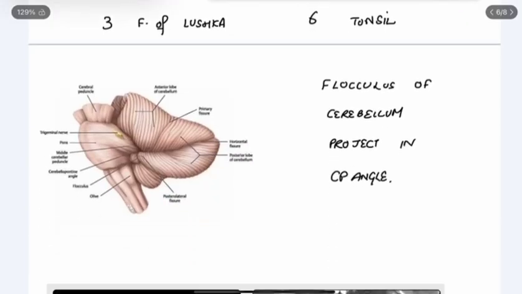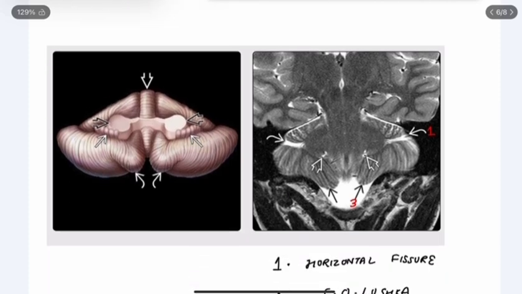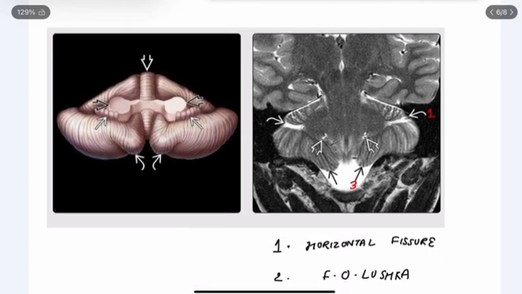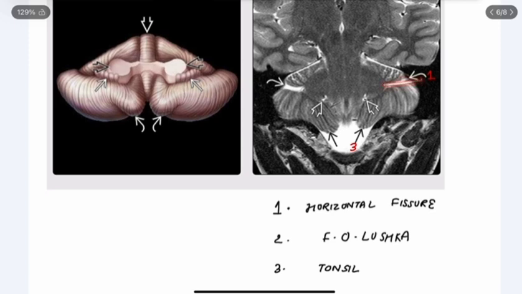In this image, we can see the primary fissure, anterior lobe, posterior lobe, horizontal fissure, superior, inferior, and this is the flocculus, and it can be seen projecting into the CP angle. In this coronal image, the horizontal fissures can be very well appreciated, and these are the cerebellar tonsils.